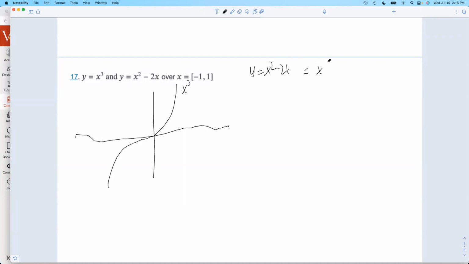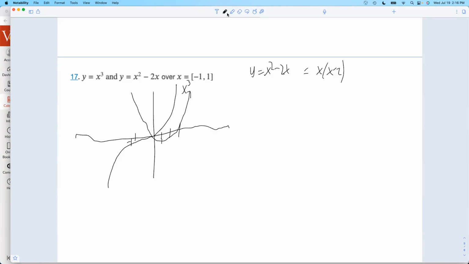We could write as x times x minus 2. So my x-intercepts will be at (0, 0) and at (2, 0), and it's a quadratic. So we're going to get something that looks like this. And I want to go from -1 up to 1.